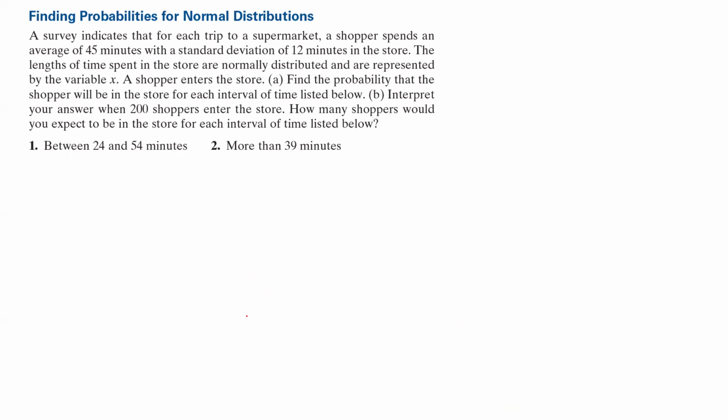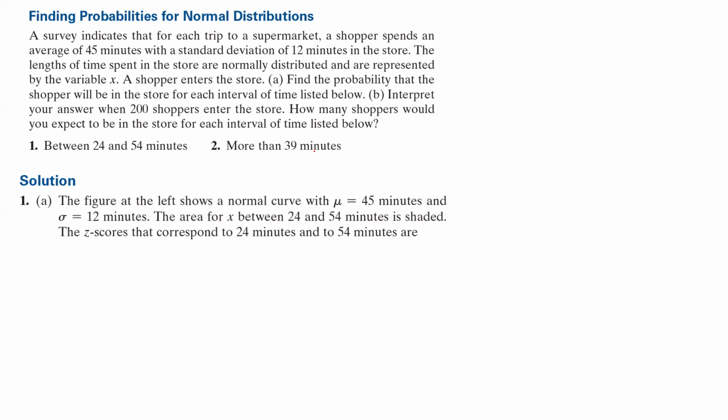Consider the following case. A survey indicates that for each trip to the supermarket, a shopper spends an average of 45 minutes with a standard deviation of 12 minutes in the store. The lengths of time spent in the store are normally distributed, and they are represented by a random variable like x. A shopper enters the store. You're going to find the probability that the shopper spends between 24 to 54 minutes in the store. Also find the probability that a random shopper spends more than 39 minutes in the store.